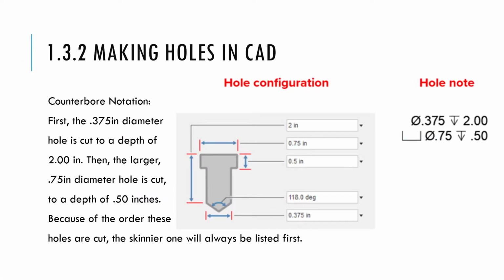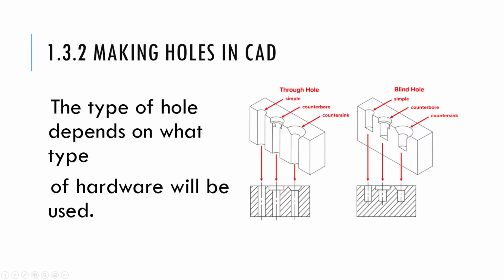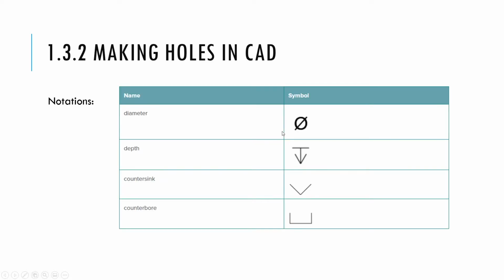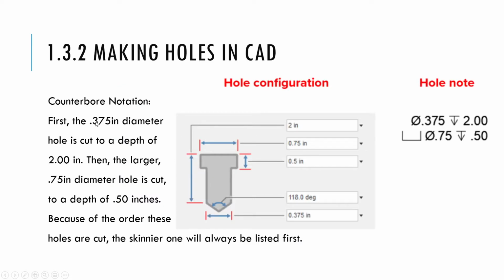So here's an example of counterbore notation. If you're going to do a counterbore, let me go up to the picture of it. If you're actually going to drill out a counterbore, usually what you do first is you drill out that skinnier one, the longer part of it that's got a smaller radius, and then you go back and you drill the larger radius part into the top right there. So you start by cutting a 0.375 inch diameter hole.